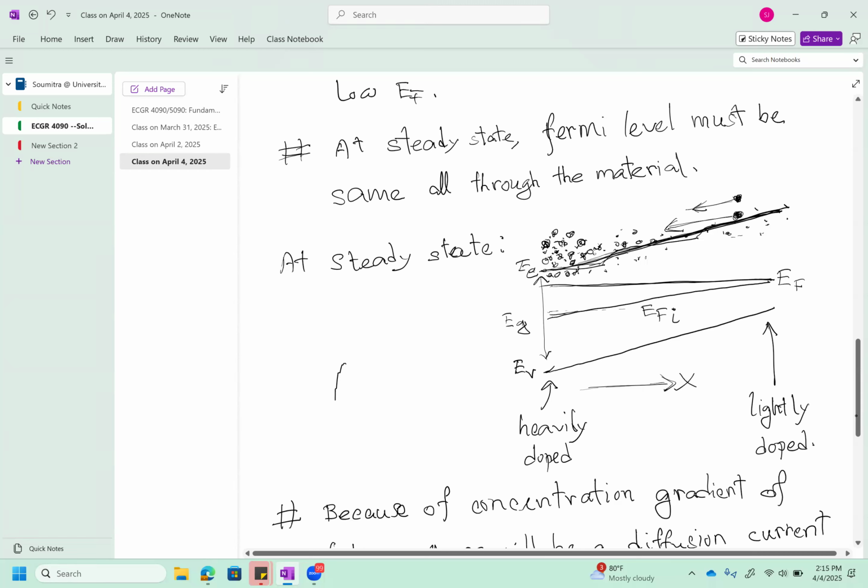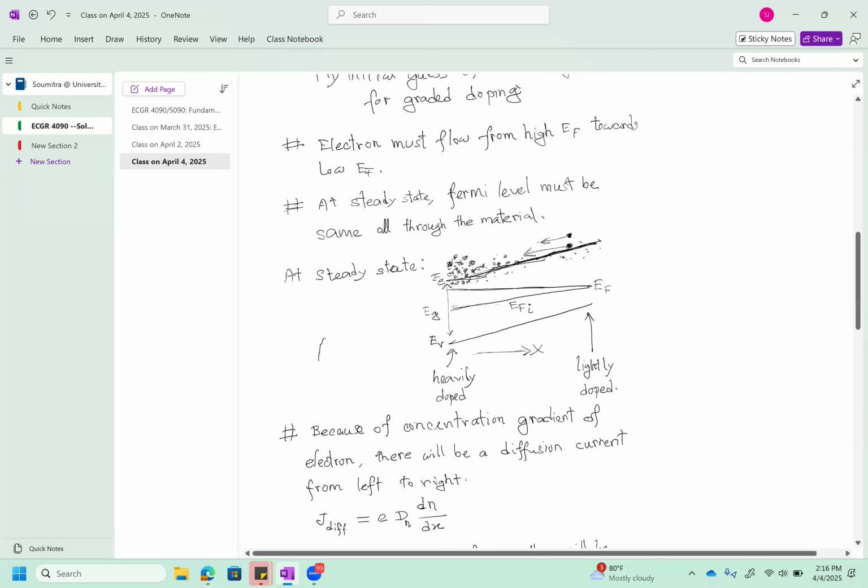Okay, so when you start to dope it heavily and graded as you go from left to right, there will be initial redistribution of charges, right? Electron will start to flow, but very quickly they come to a steady state. And when they come to a steady state because of these two different kinds of forces, okay, let's just wrap our discussion for today.